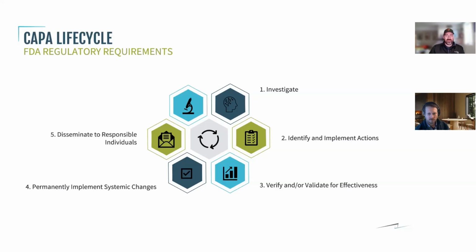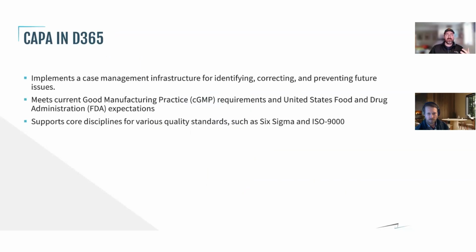Then we disseminate to responsible individuals. This could look like updating standard operating procedures, retraining staff, before we finally submit for management review. This is really our final verification where we confirm that our fix works and we ensure that the issue doesn't happen again. So in D365, we've implemented a framework for case management infrastructure for identifying, correcting, and preventing future issues.